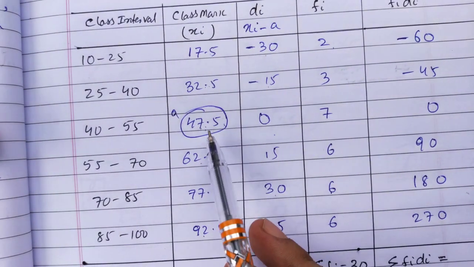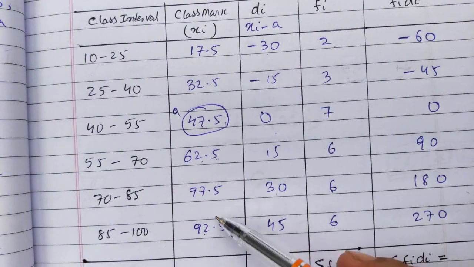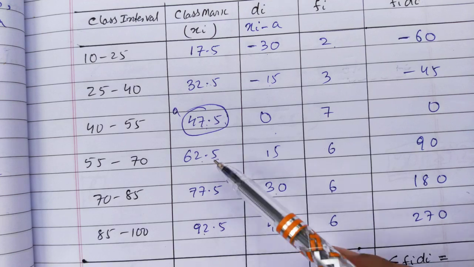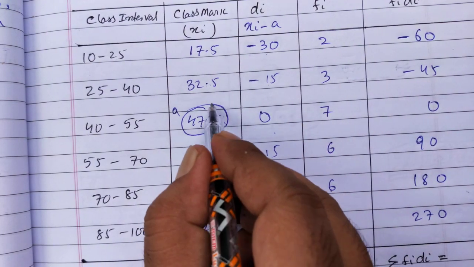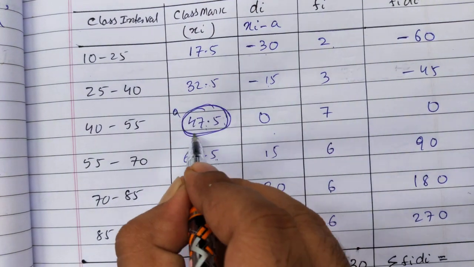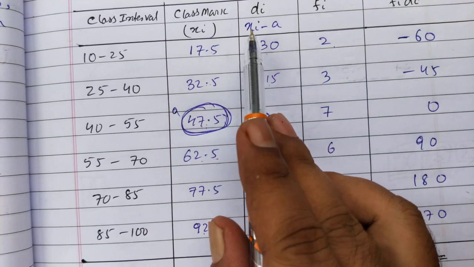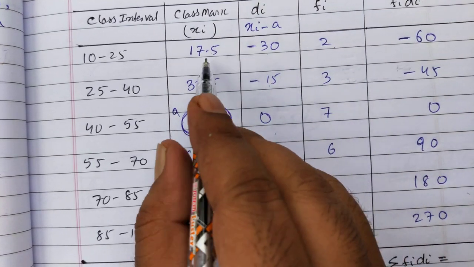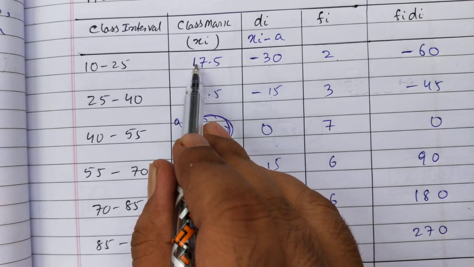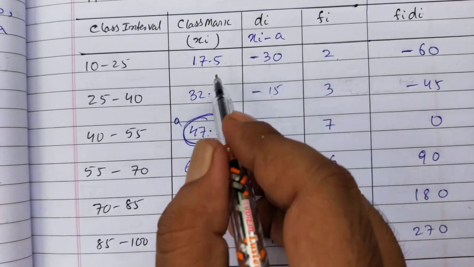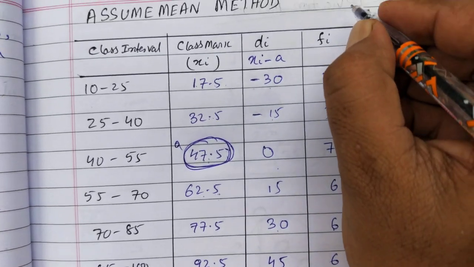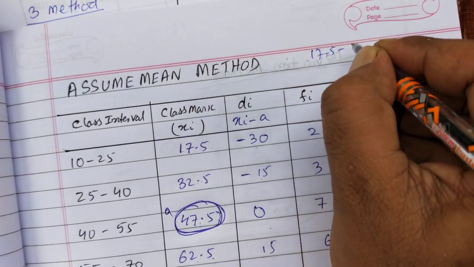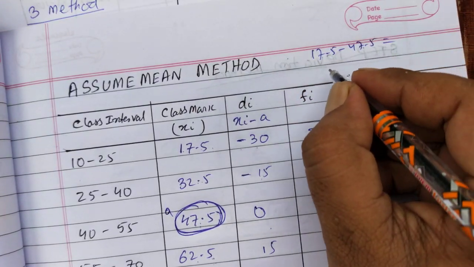Let me explain this one again. From this class mark, we'll assume one of the middle terms as the mean. So I'm taking this one as the mean. To find d, the formula is xi minus a. That means you'll always subtract 47.5 from each term. That means 17.5 minus 47.5, 32.5 minus 47.5, like that, and get the answer.